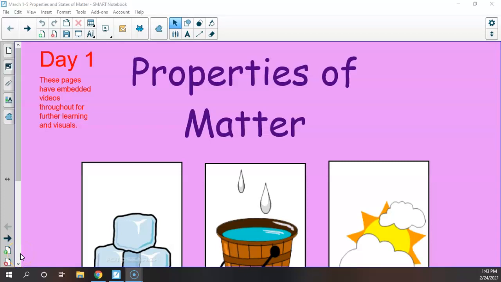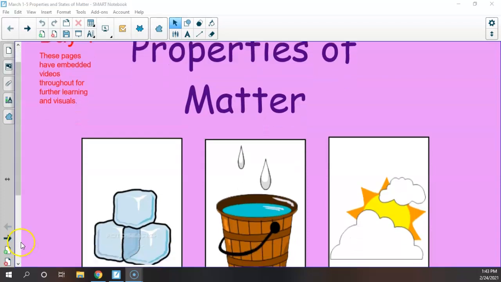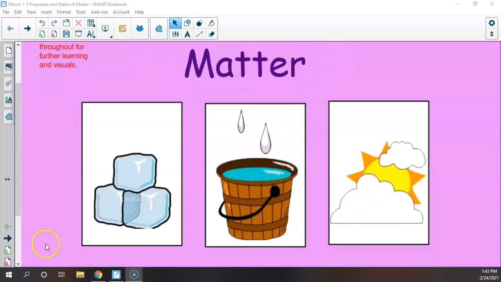Hello, fourth graders. Last week we learned a little bit about what makes up matter, which is atoms. This week we're going to be learning about properties of matter, also different states of matter, and ways to measure matter. So we're going to start with properties of matter to begin. For these lessons this week, you will need your science notebook and a pencil, because I will be asking you to pause the video along the way to take some notes in your science notebook.